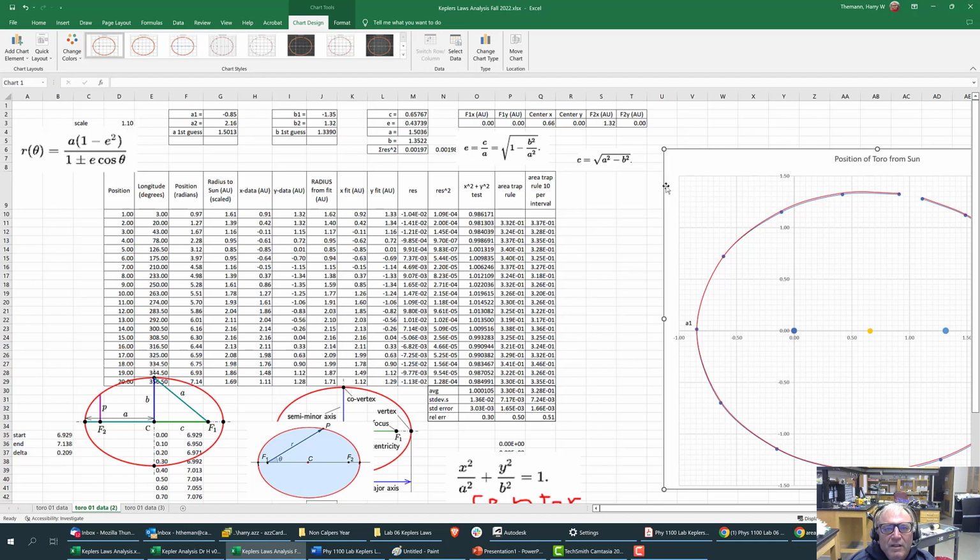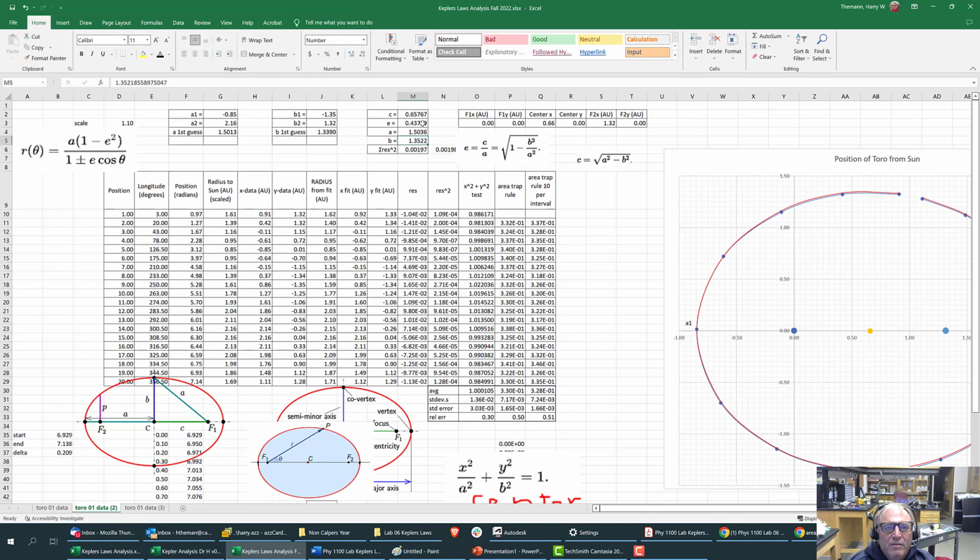All right, so now we have our best fit A and B values, our best fit of eccentricity, and our best fit of the linear eccentricity. So, F1 of X and Y. Of course, and the way, I get it. This is, by definition, 0, 0, right? That's the way it's set up. So then the center point is at x equals 0.66, which is this.